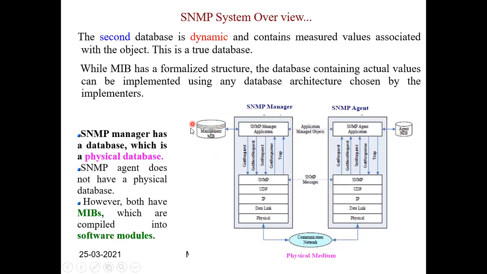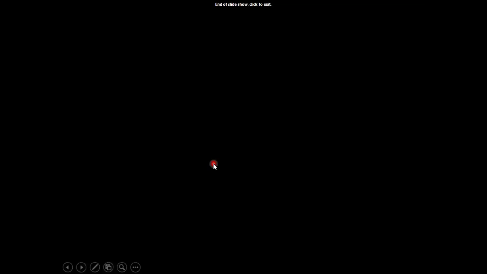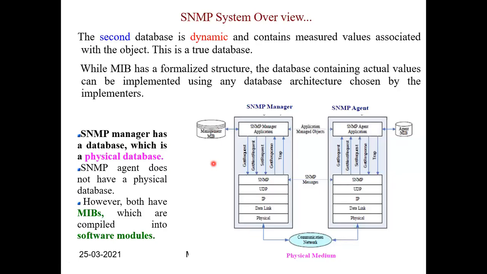Only thing, remember, this is actually a physical database. I will have a separate system which will store this. Here it is not a physical database. Okay, so it's a software which is handling that database in the agent application itself. So that's why we have drawn it in this particular way. So this completes your explanation of the SNMP version 1.